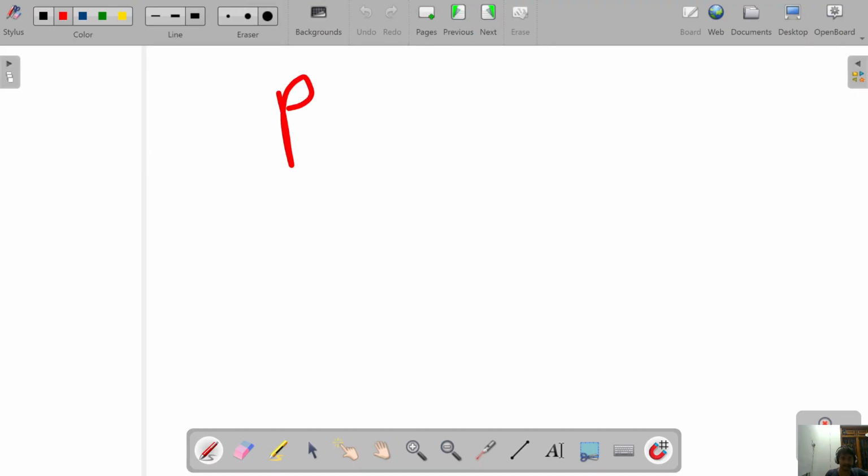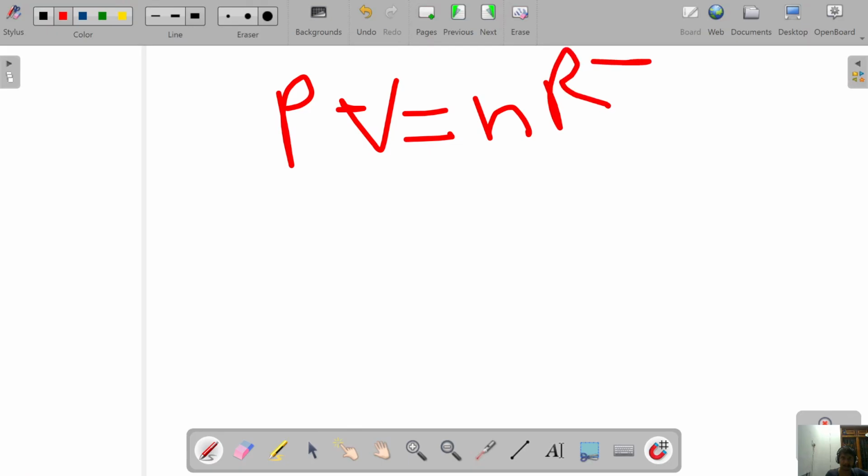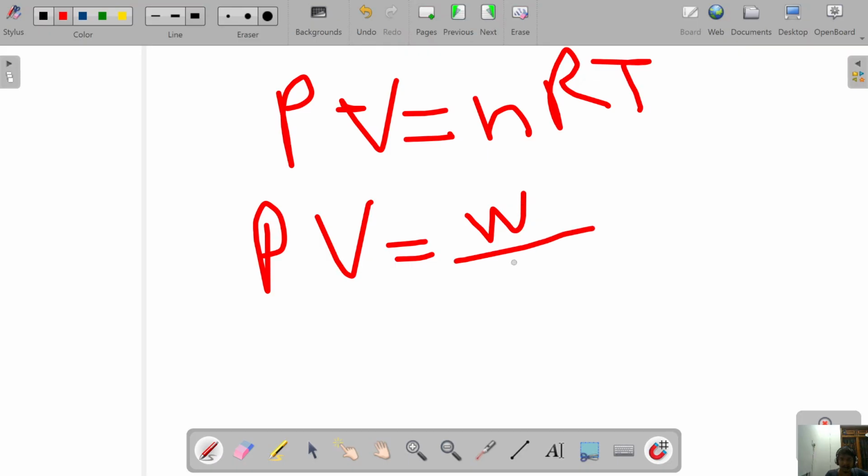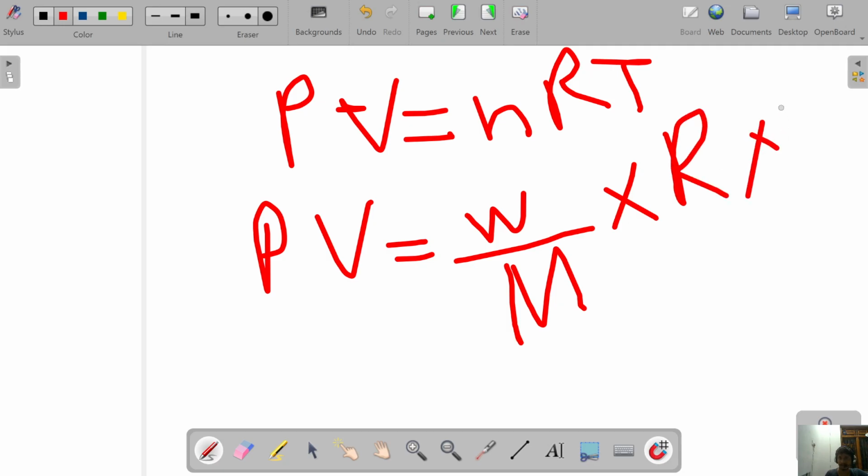Therefore, PV is equal to nRT. This is the equation of the ideal gas. Now we are converting. n, we already know, is small w by capital M, where w is the mass of the gas and M is the molecular mass of the gas. Mole is equal to mass divided by molecular mass. So PV is w by M into R, the universal constant, into T, the temperature in Kelvin.